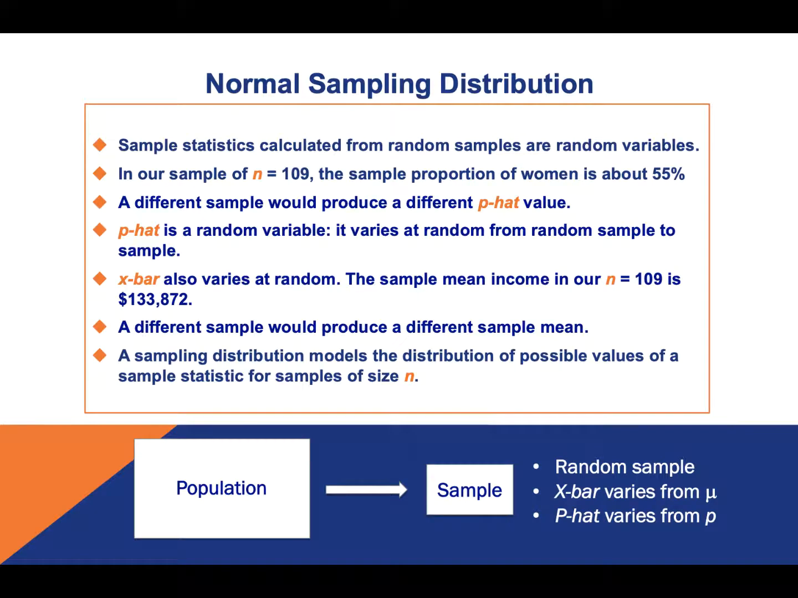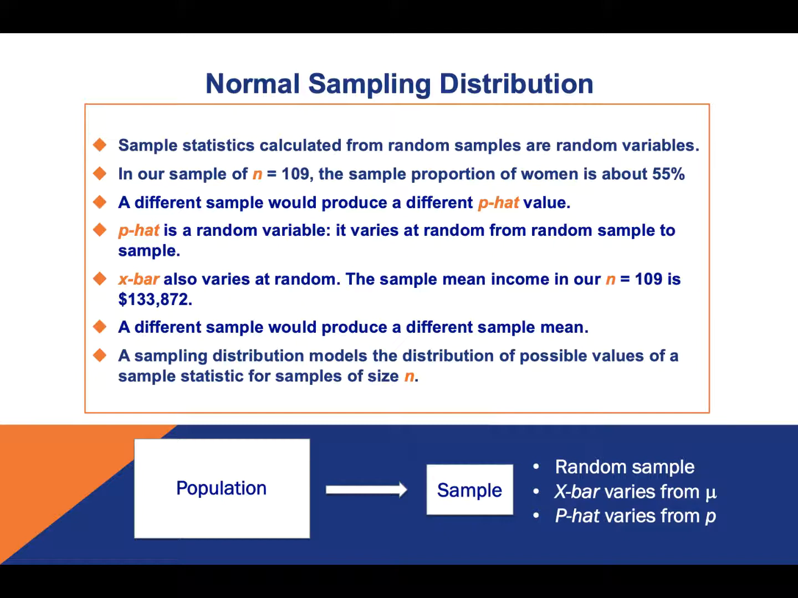Now let's turn to an important theoretical application of the normal curve known as the normal sampling distribution. Sample statistics calculated from random samples are random variables. For example, in our sample of n equals 109, the sample proportion of women is about 55%. But a different sample would produce a different p-hat value. P-hat is therefore a random variable. It changes or varies from sample to sample.